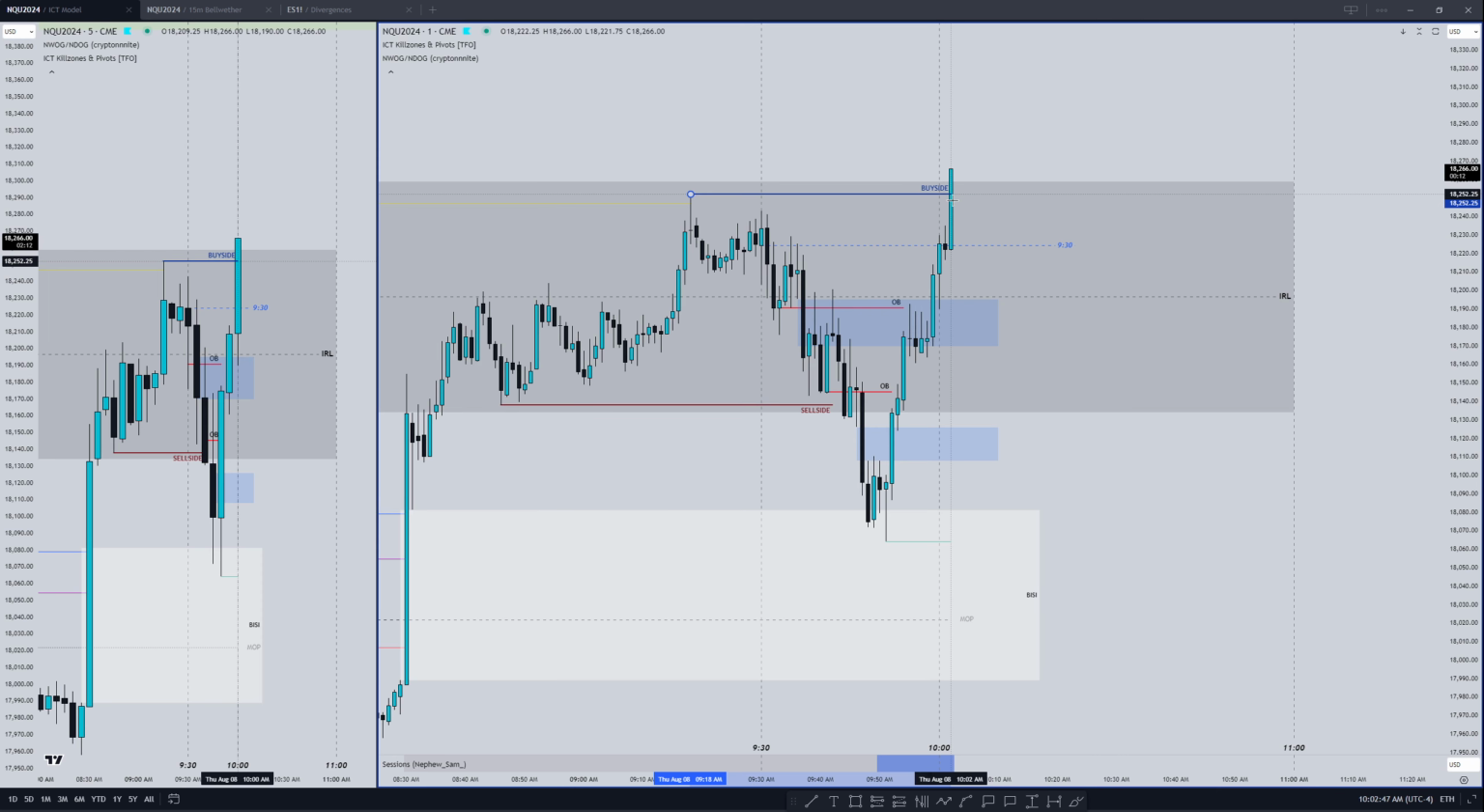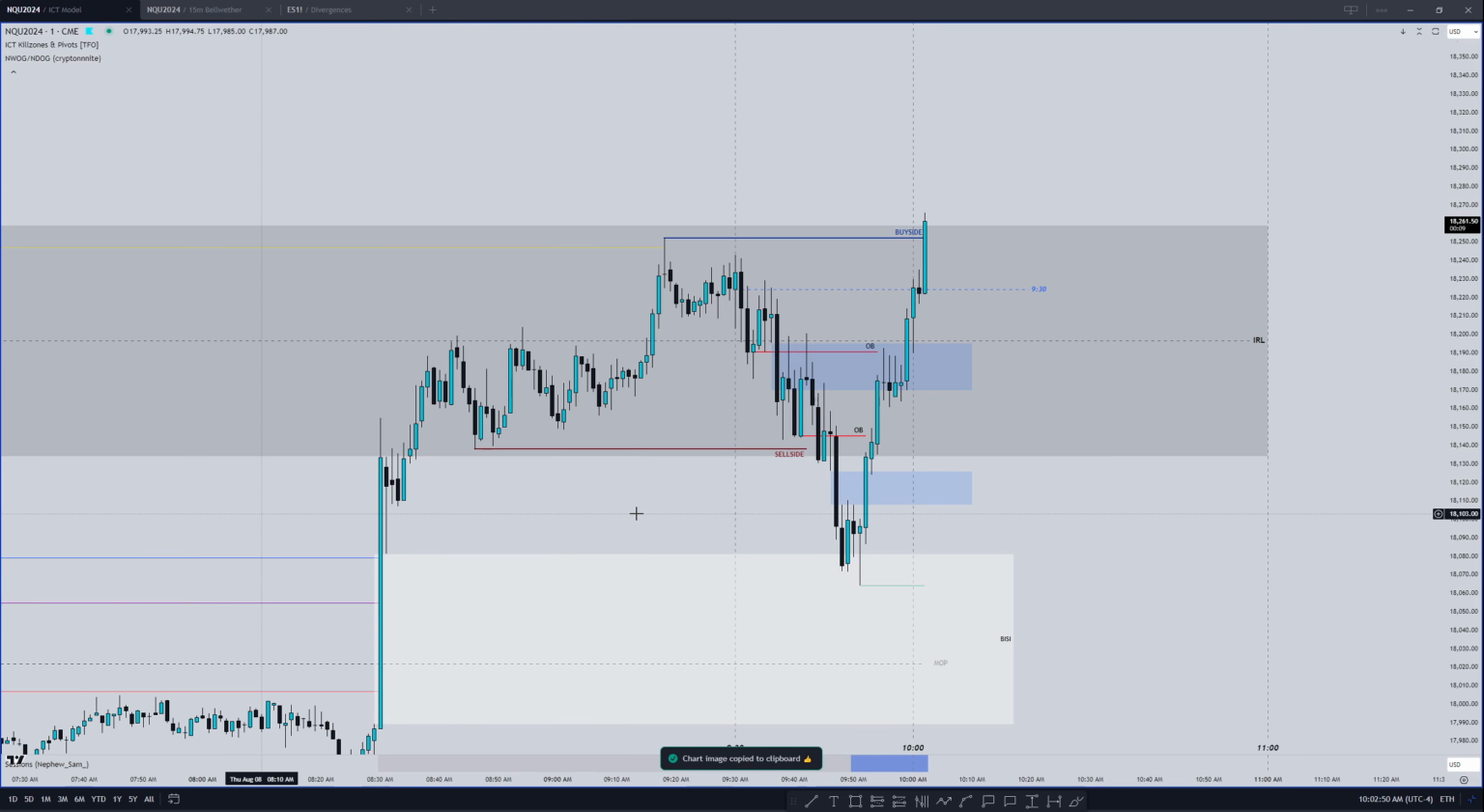There's your 930 liquidity pierced. So 950 macro reversal.